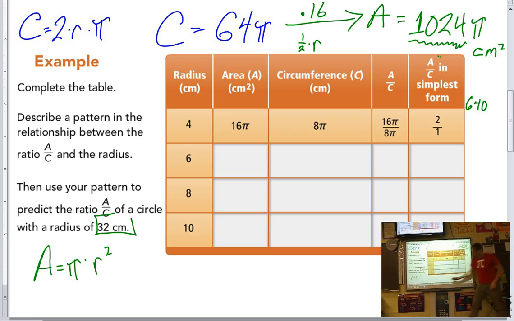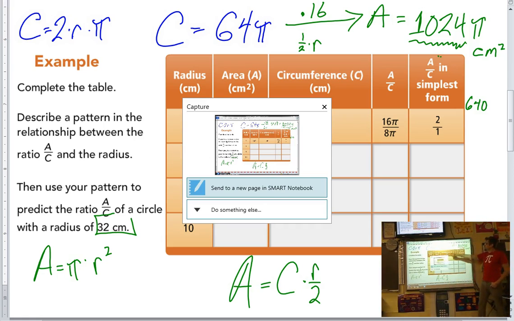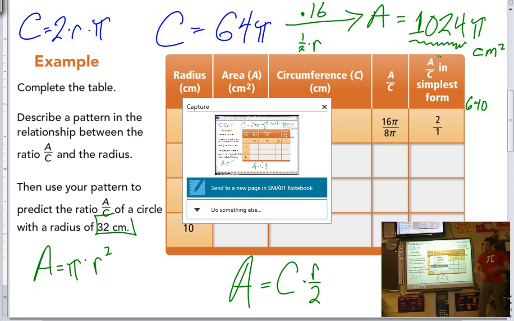So somewhere in your notes, make sure you have the rule. Area equals your circumference times radius over 2. Or half radius, but that's what radius over 2 is. Any questions on this? It's a very cool relationship. Whether or not you think it's as awesome as I do. It could someday win you $1 million. Who knows?